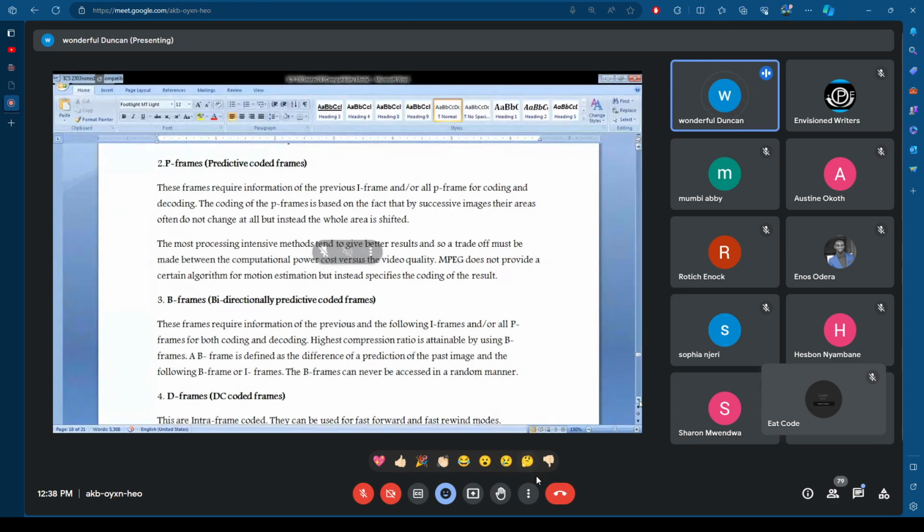Full stop. MPEG does not provide a certain algorithm for motion estimation, but instead specifies the coding of the results.